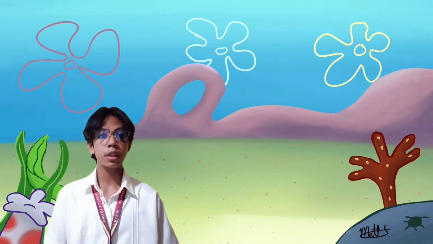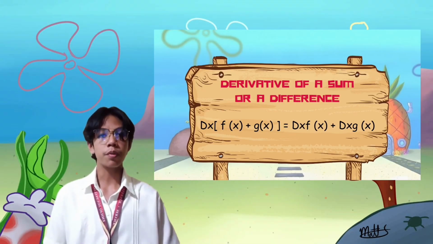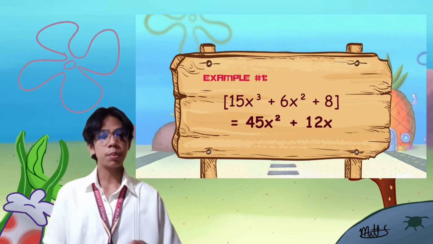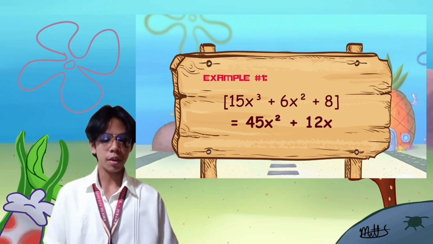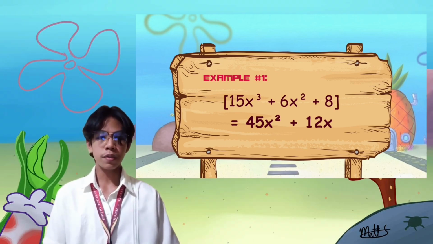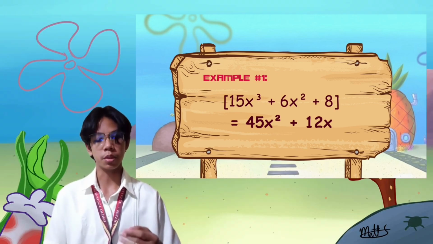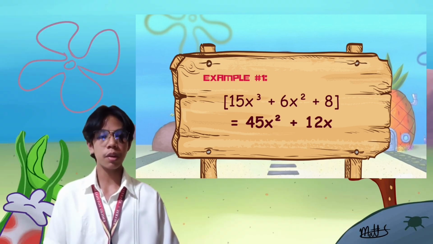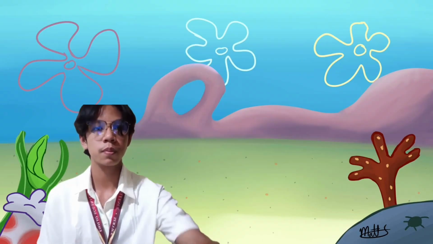So, for the derivative of a sum or difference, we have the formula. Derivative of f of x plus g of x is equal to the derivative of f of x plus the derivative of g of x. For the first example, we have 15x cubed plus 6x squared plus 8. Following the formula that we have, we need to find a derivative for each term. So 15x cubed becomes 45x squared, 6x squared becomes 12x, and 8 becomes 0. Therefore, the final answer is 45x squared plus 12x. This formula also applies to the other examples as well.